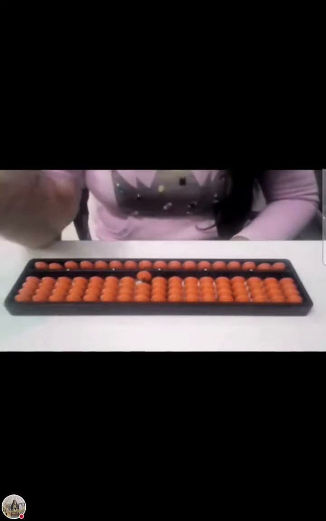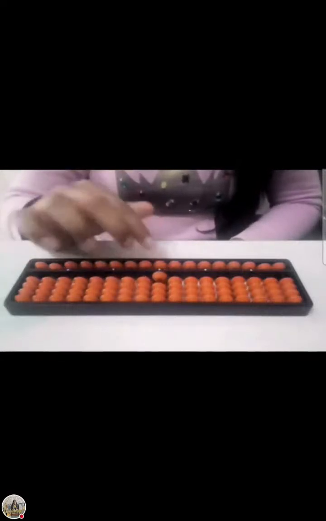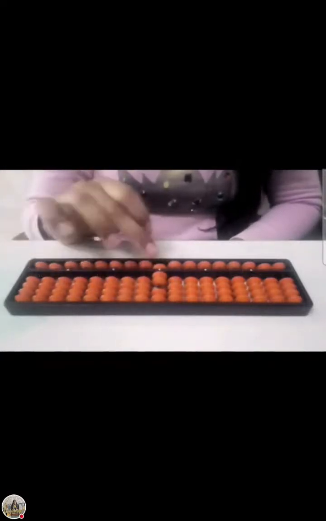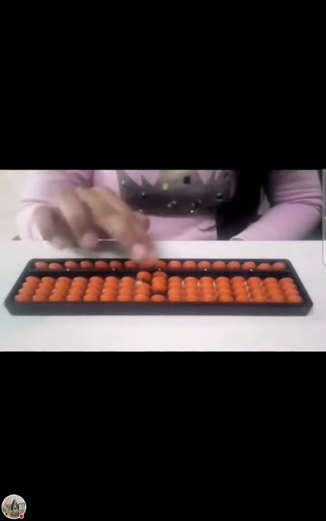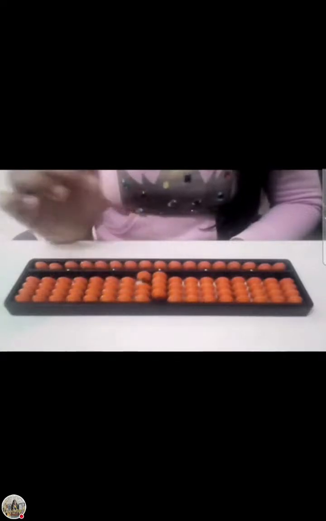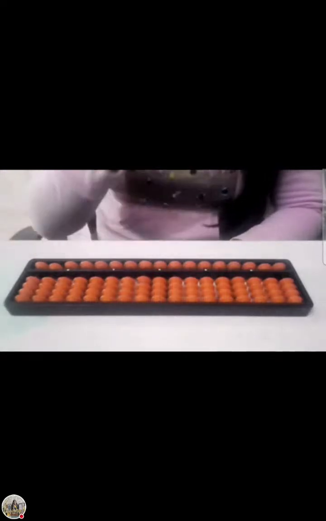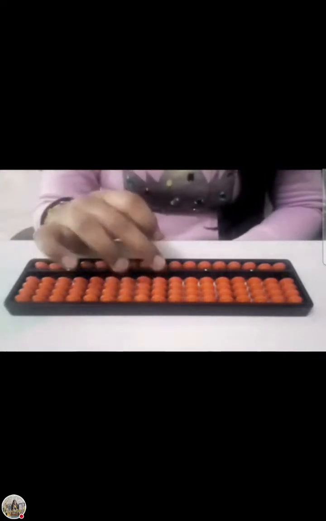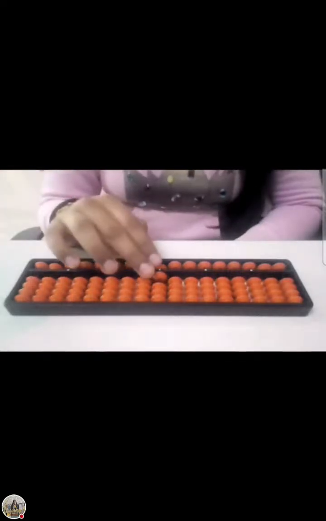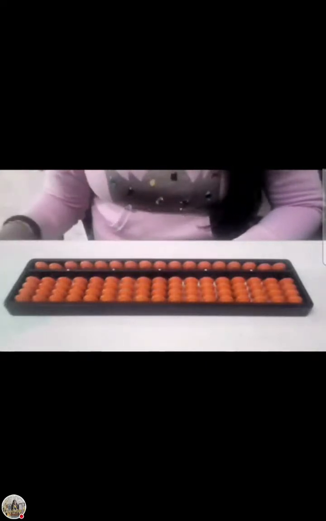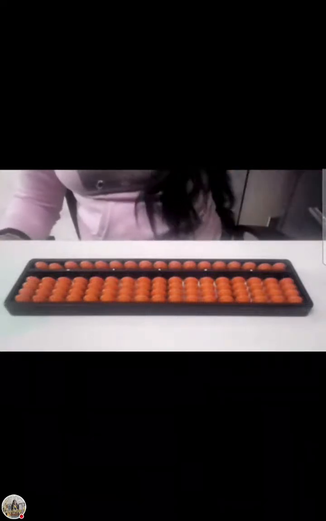So 5 is the easiest. Nothing much to understand in 5. So 6 plus 5, 11. 7 plus 5, 12. 8 plus 5, 13. 9 plus 5, 14. 10 plus 5, direct 15. Now, in any other number, if you have to do it, 55, minus 5 plus 10, 60. Very easy. 5 is very easy, the easiest of all. Now let's move on to plus 6.